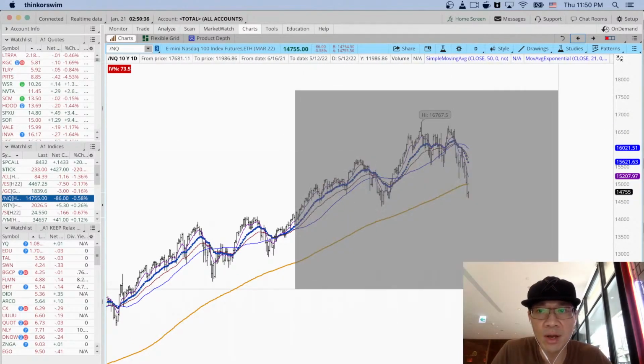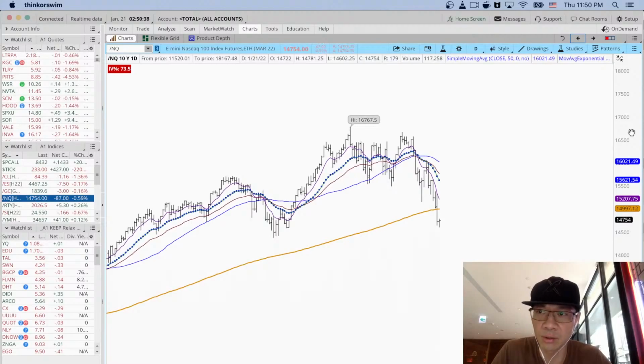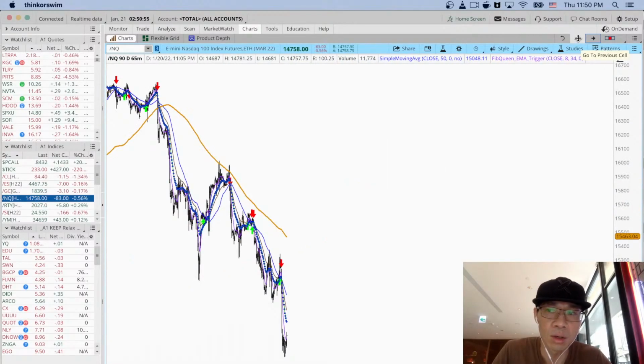How am I going to treat Nasdaq? If I wanted to short the NQ, I'm going to do it very similar to Ethereum. Once price starts breaking down below this 200 moving average, I'm looking for a pullback against that 200 moving average on the daily chart, because it's already trading below on both of them.